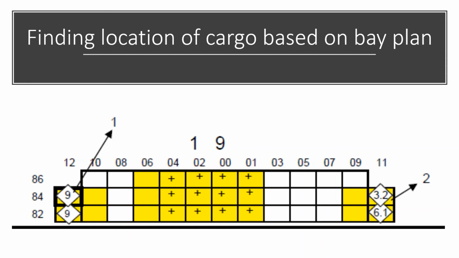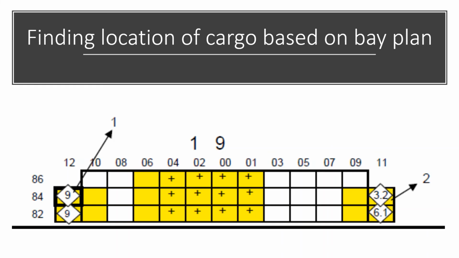Then the content of the cargo, whether it is hazardous, dry, or reefer. So you can see here how the bay plan is showing you that there is a dangerous goods cargo class 9 or a dangerous goods cargo class 3.2, 6.1. Okay, this is like a transverse view of the stowage plan. If you're not understanding, this is a transverse view.